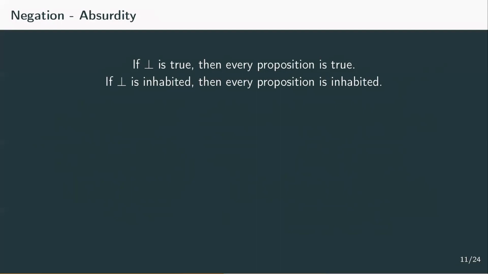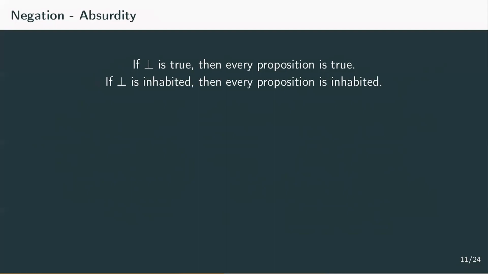Another property of bottom is that everything should be derivable from it. If bottom was true, then every proposition would be true. In our lambda calculus setting, this translates to, if bottom was inhabited, then every proposition would be inhabited. So let's assume that there is such a type corresponding to bottom. If we found an inhabitant of bottom, we would also know an inhabitant for any type.